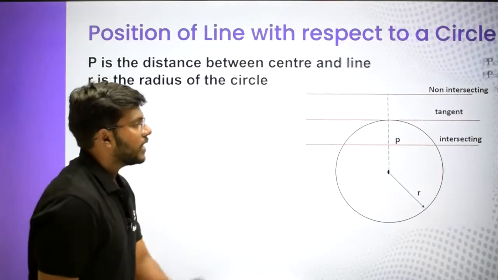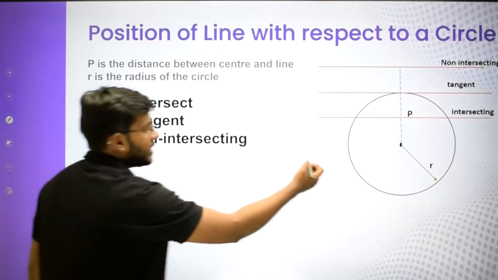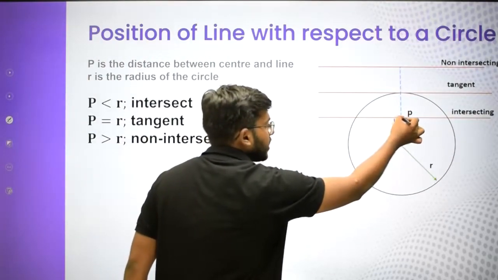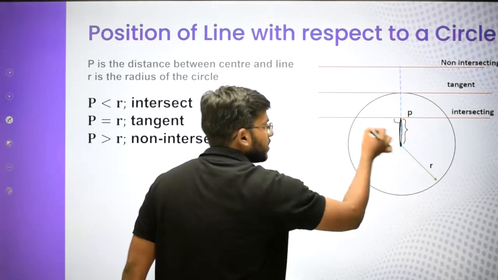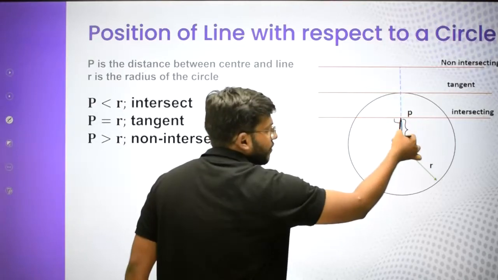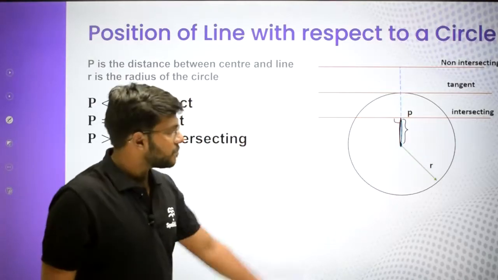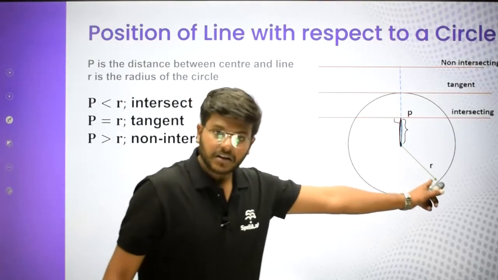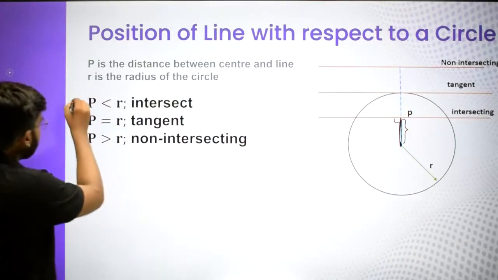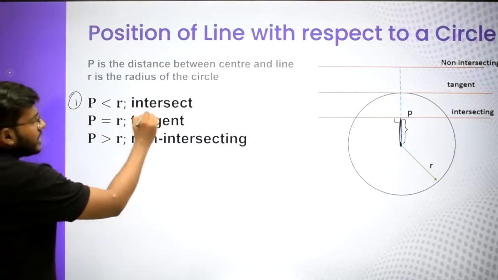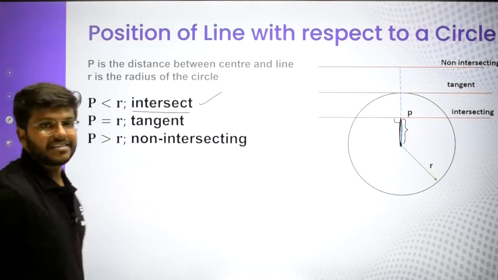Then what we can say is that if the value of P, beta, this will be the P. If the line is intersecting, the value of the perpendicular distance P is less than R. This distance is P and this distance is R. So we'll say if P is less than R, then the line will intersect the circle.